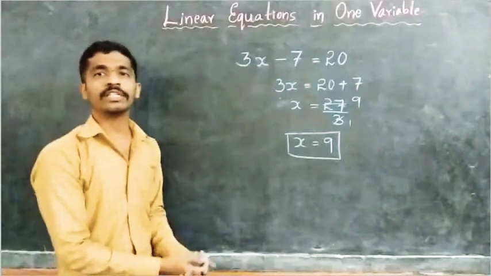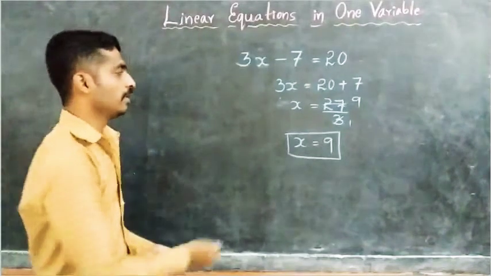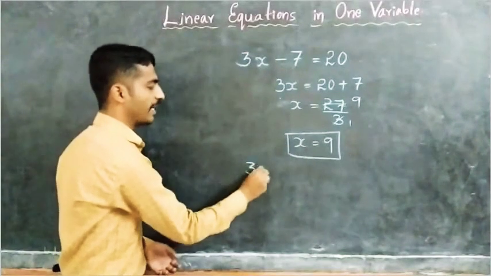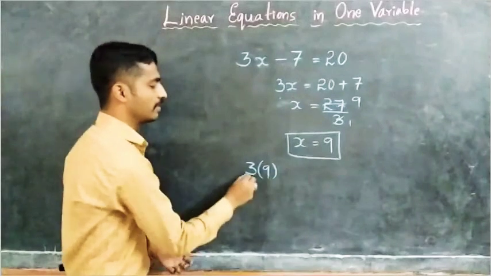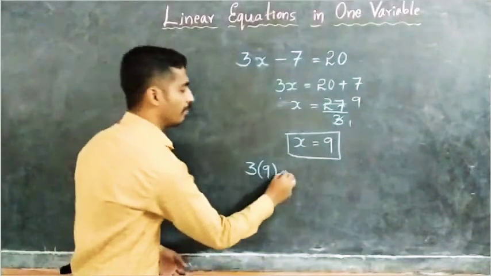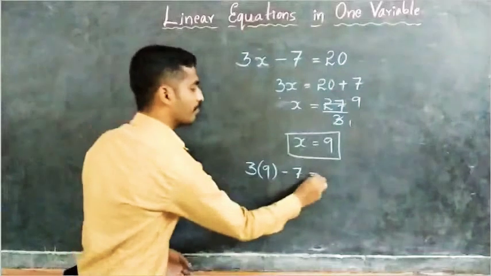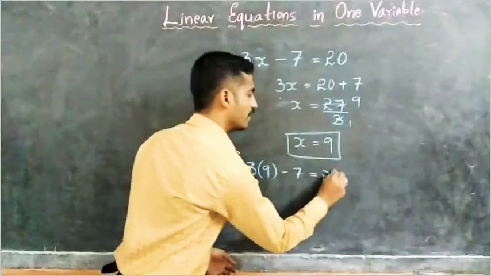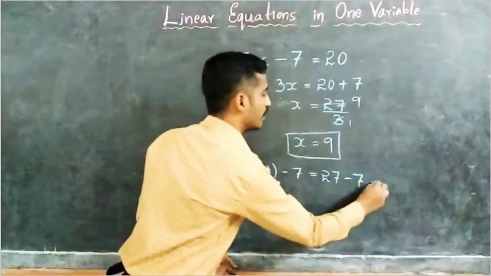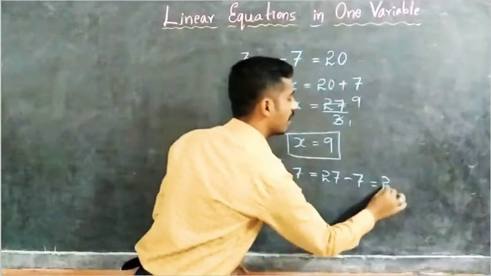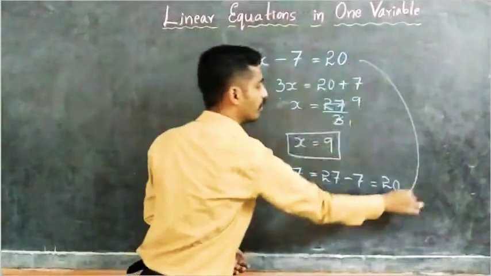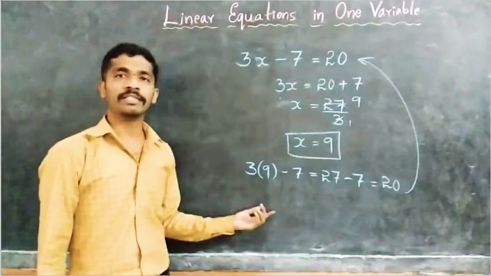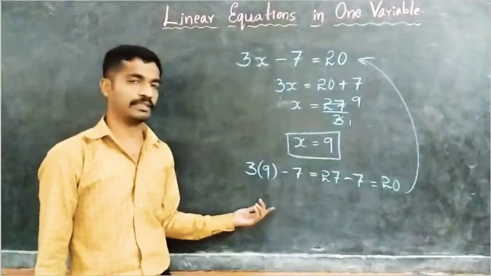So how to check it? How to recheck this one? We use this x equal to 9 in this equation, just substituting in the place of x. So it becomes 3 into 9 minus 7. 3 nines are 27, minus 7. So 27 minus 7 we will get 20, which is equal to our answer. So by this we can recheck the answer.